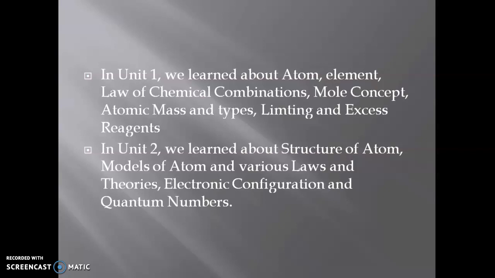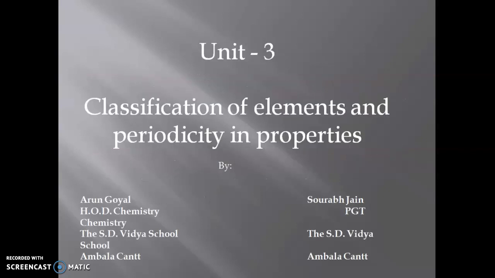In Unit 1, we learned about atoms, elements, the law of chemical combinations, the mole concept, atomic mass and its types, limiting and excess reagents. In Unit 2, you have learned about the structure of atom, models of atom and various laws and theories, electronic configuration and quantum numbers. Unit 3 is classification of elements and periodicity in properties. I along with Mr. Saurabh Jain will teach you chemistry.